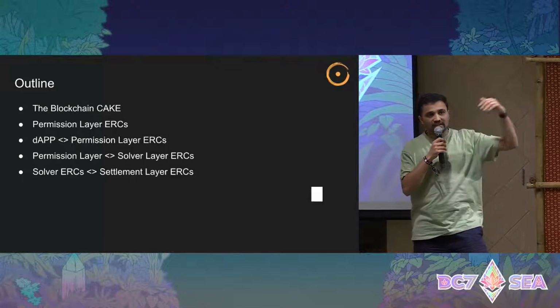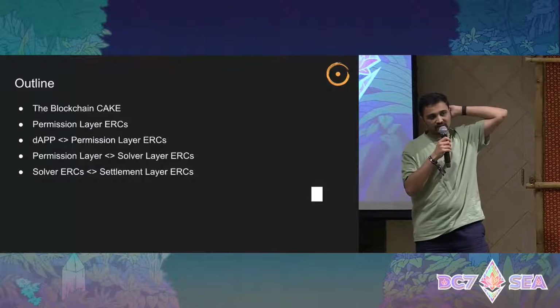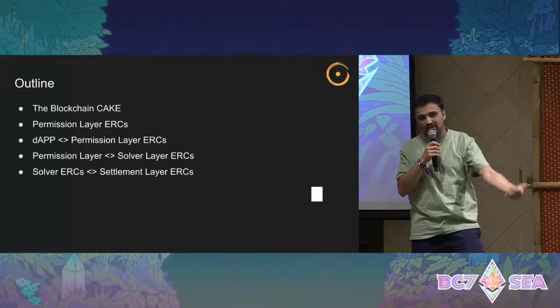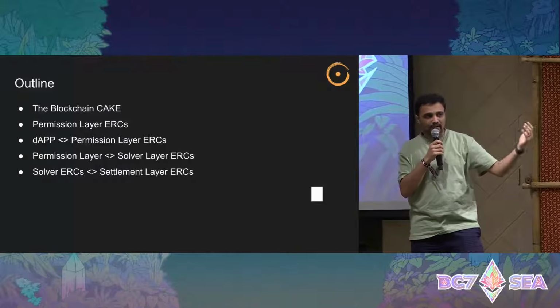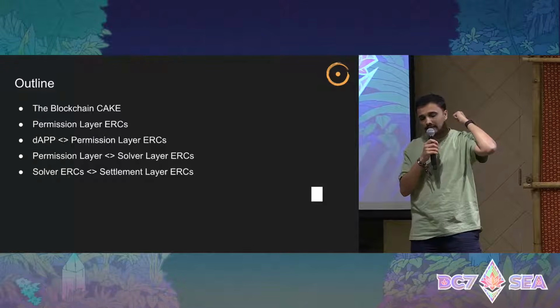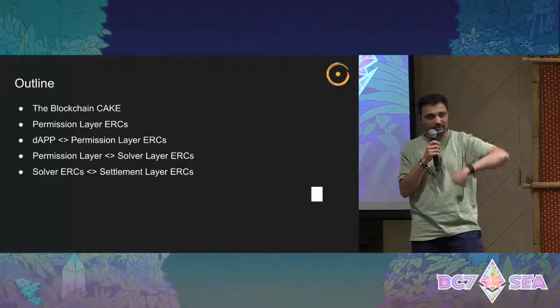Then, what are the ERCs that interact on the permission layer? What are the ERCs that are required between the dApp and the permission layer? The permission layer is more like the wallet. So between the dApp and the wallet layer, what are the ERCs that you need to communicate between these two entities? And then what are the ERCs that are needed to communicate between the permission layer and the solver layer, so like the mempool layer?